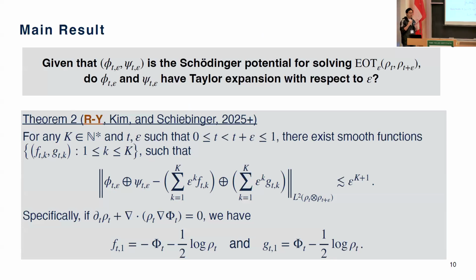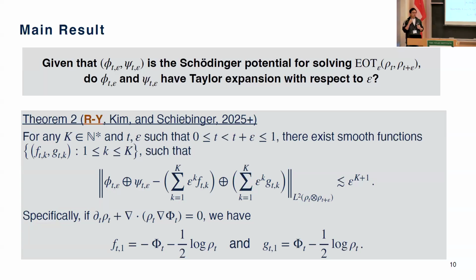But previously, we assumed everything is good enough and that we can do the expansion for the exponential of Schrodinger potentials. Here we formalize this idea, which basically says if you want to do a capital K order Taylor expansion, then both the Schrodinger potentials phi and psi allow the Kth order expansion. And the error in L2 norm is at the order of epsilon to the K plus 1, as expected.